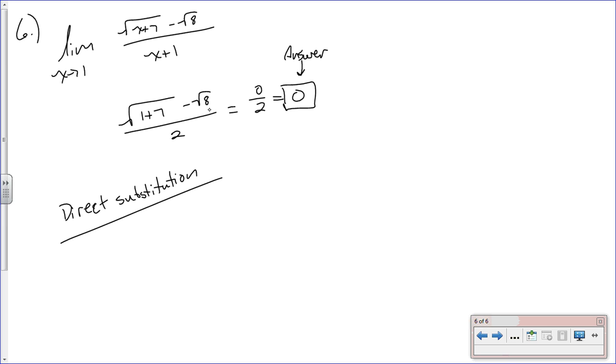Since we tried it first here and it worked out, it gave us 0 divided by 2, which is 0, because 0 divided by anything except 0 is 0. There's nothing wrong with it. It doesn't blow up. It doesn't do anything. It's just 0. So we saved ourselves a lot of headache here by just plugging it in first.